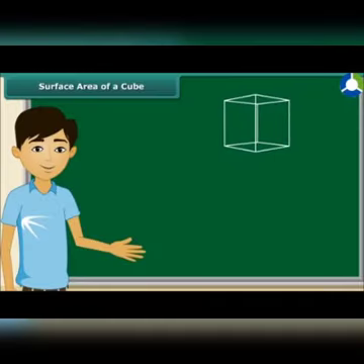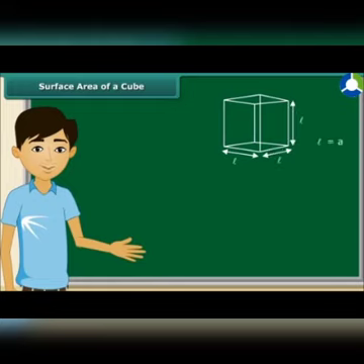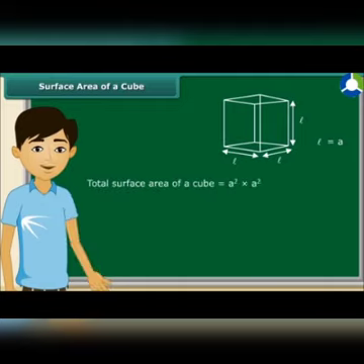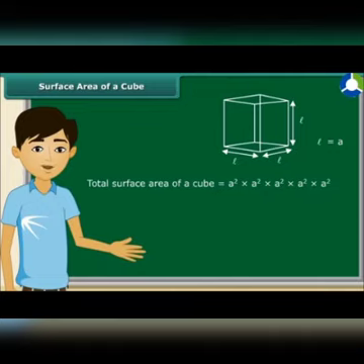Look at this cube. It is easy to see that the cube has 6 sides and each side is equal. Now, to derive the total surface area of a cube, let the length of one side be A. Since there are 6 equal sides, the total surface area of a cube is A square plus A square plus A square plus A square plus A square plus A square, which is equal to 6A square.